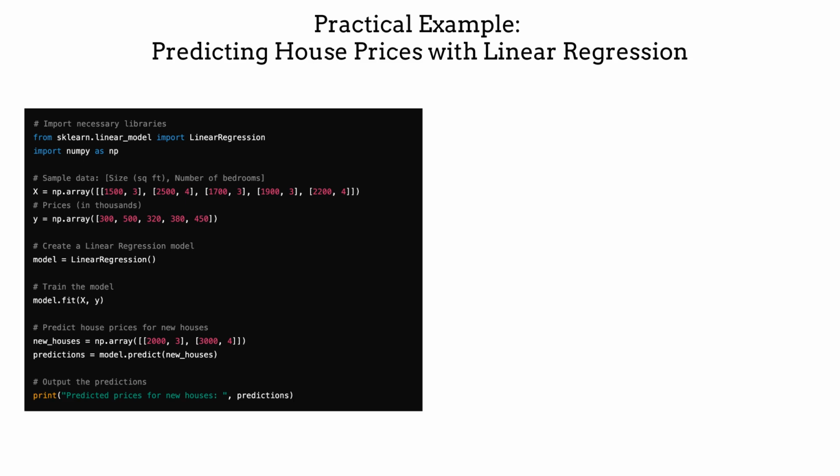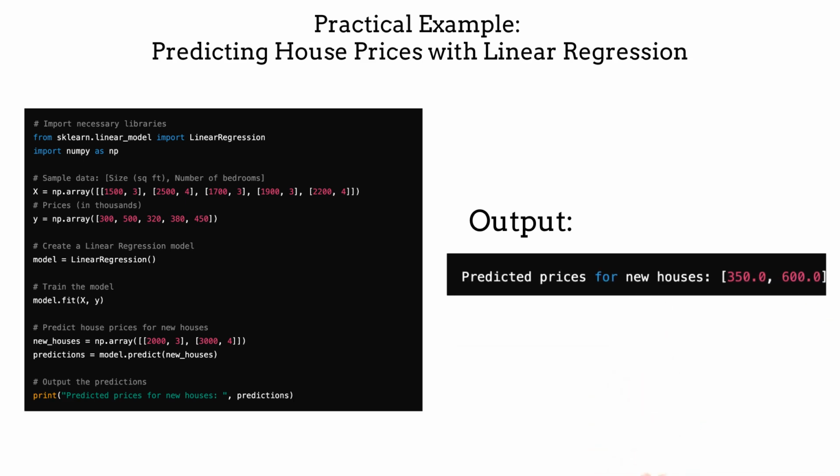Making predictions. Now let's predict the price of 2 new houses, one with 2,000 square feet and 3 bedrooms, and another with 3,000 square feet and 4 bedrooms. We pass this data into model.predict(new_houses), and the model gives us predicted prices. Output: the predicted prices are printed out, and they might look something like this. So, based on our model's predictions, a 2,000 square foot house with 3 bedrooms might cost around $350,000, and a 3,000 square foot house with 4 bedrooms might cost $600,000.